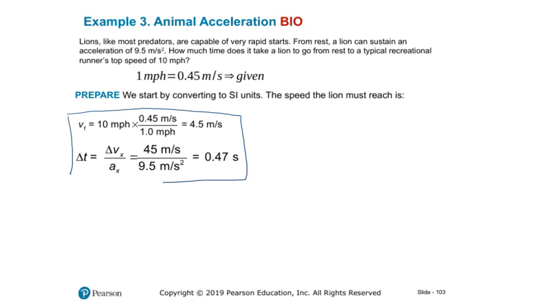Here is a simple example. Lions, like most predators, are capable of rapid starts from rest. A lion can sustain an acceleration of 9.5 meters per second. I will always tell you to stop here and think about what's happening so far. What do I know? I have the solution here already, but I'm going to go through it slowly with you folks.